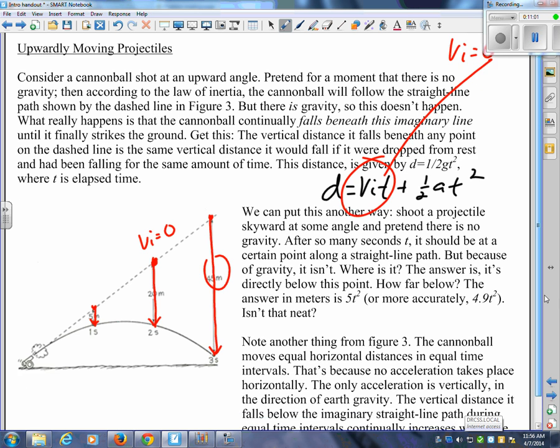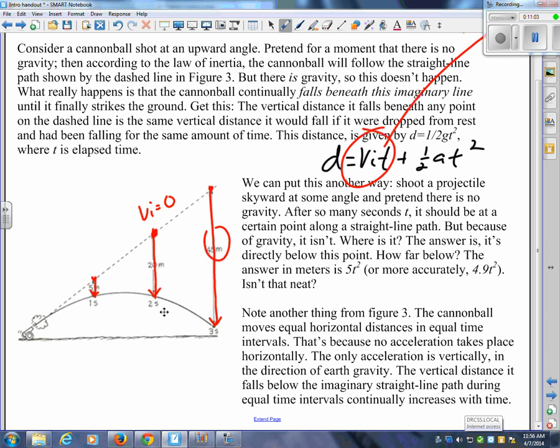Note another thing from figure 3. The cannonball moves equal horizontal distances in equal time intervals. This distance from there to there is the same as from there to there, and is the same as there to there. How come?